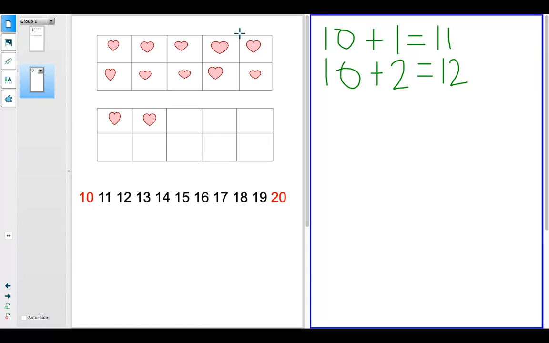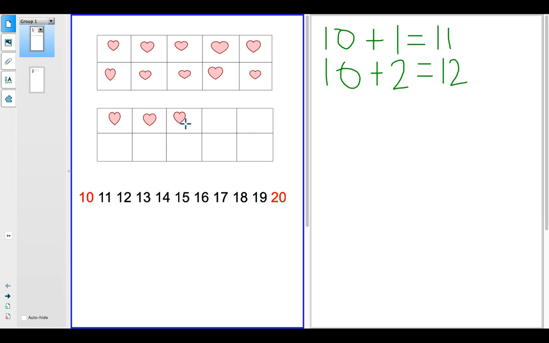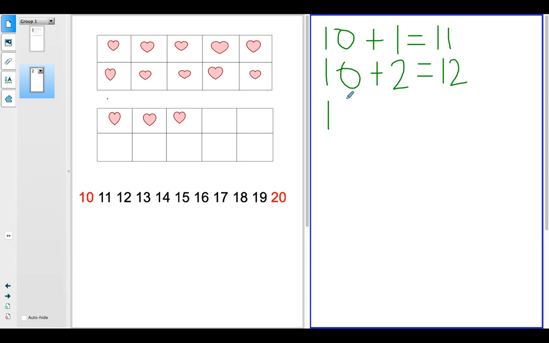All right, let's add another heart. What comes after 12 when we're counting? Right? 13. After 12 comes 13. All right, let's write what that would look like. So 13 is how many are on the top? 10. And how many are on the bottom? 3. And what would we say 10 and 3 make? Very good. It makes 13.